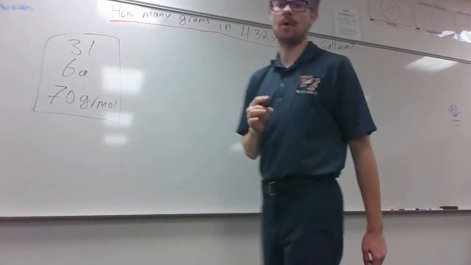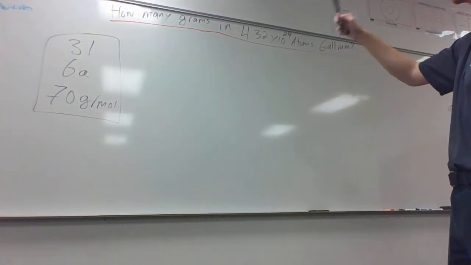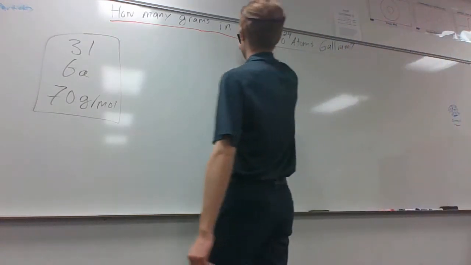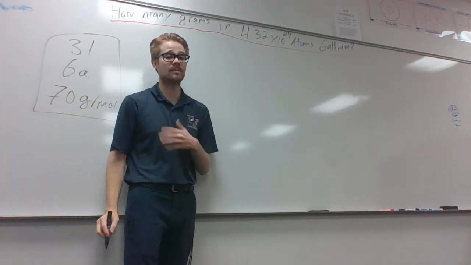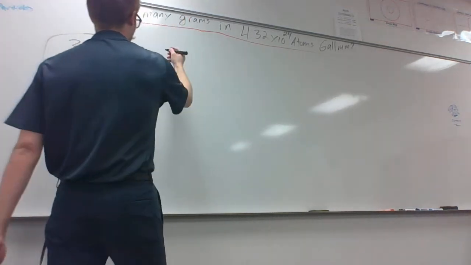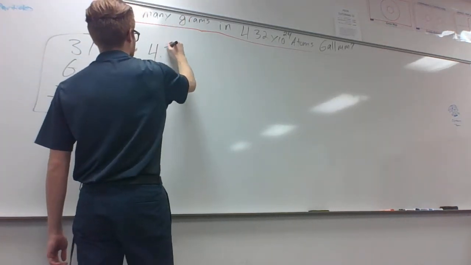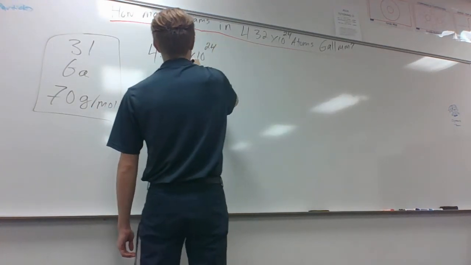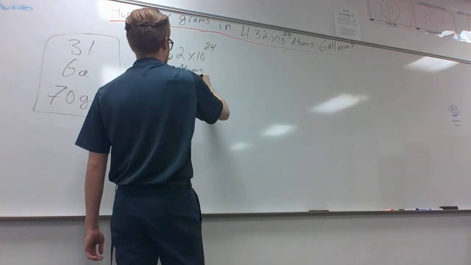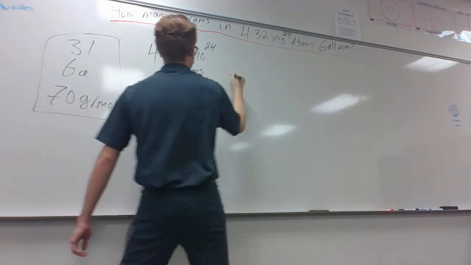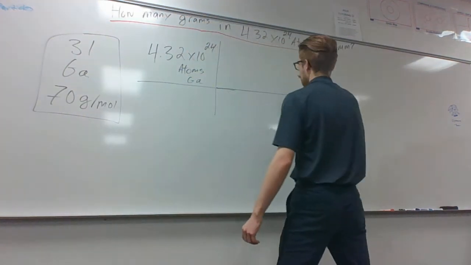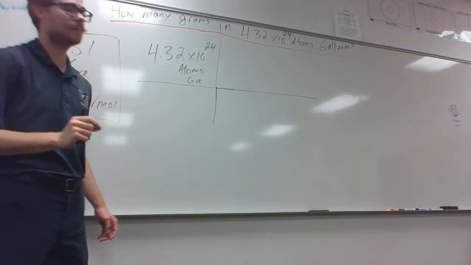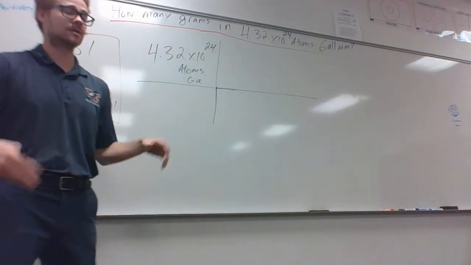Now we can go ahead and set up our problem here. We're trying to figure out how many grams are in 4.32 times 10 to the 24th atoms. So this is our given, and that's what we're going to start our dimensional analysis with: 4.32 times 10 to the 24th atoms of gallium. Always start with your given in the top left box. Whatever the problem gives you is what goes here.